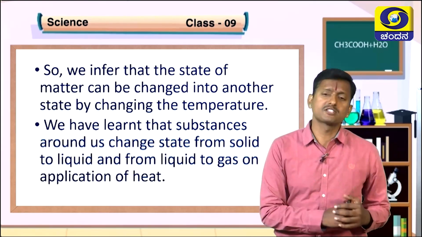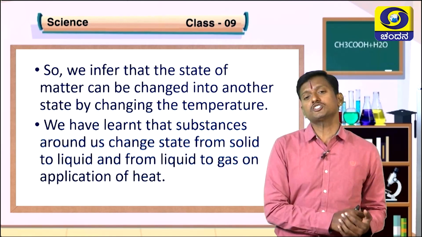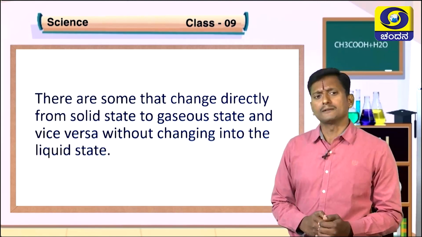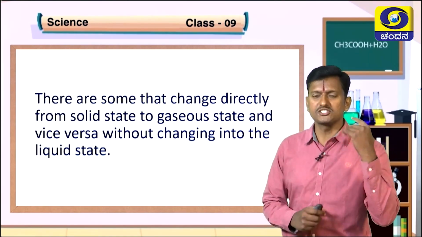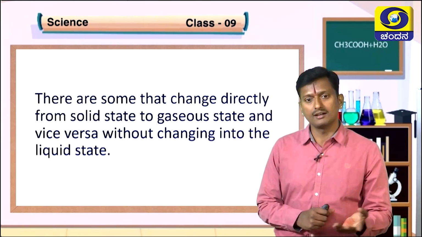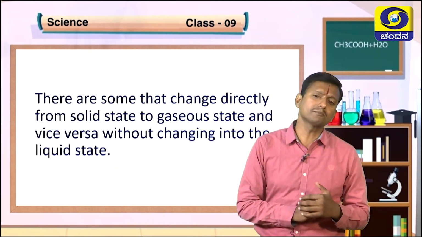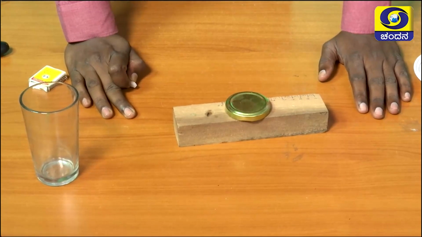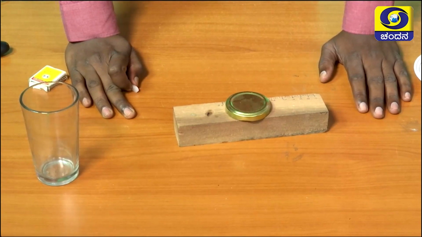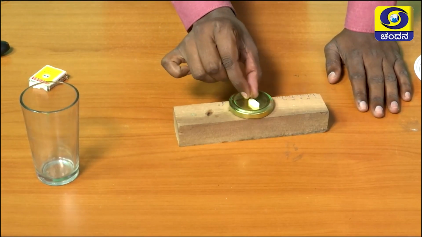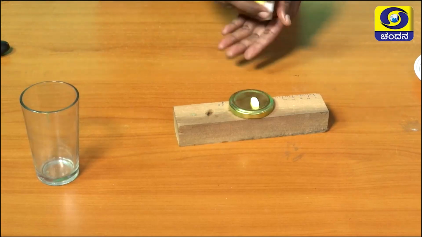So, we have learned that substances around us change state from solid to liquid and liquid to gas on application of heat. Then, there are some that change directly from solid state to gaseous state and vice versa without changing into the liquid state. What does that mean? Okay, students, I told you that some substances, on applying heat, change directly from solid state to gaseous state. See here, I have camphor with me, so I am going to supply heat.